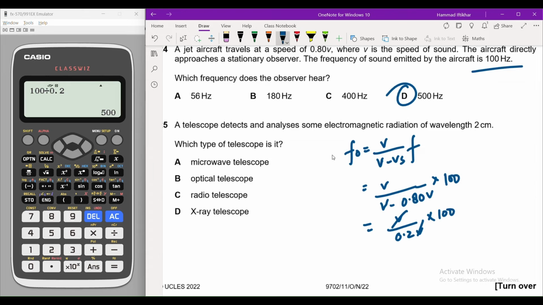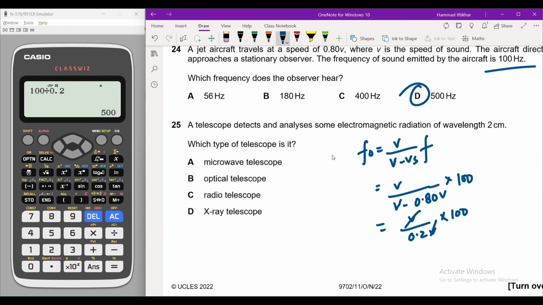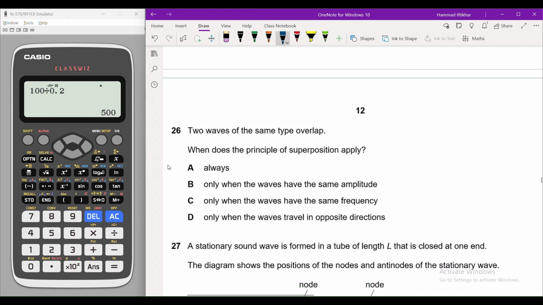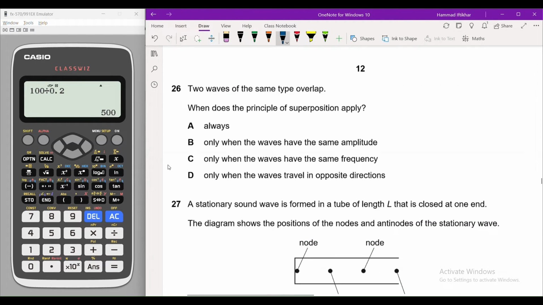A telescope detects and analyzes some electromagnetic radiation of wavelength 2 centimeters. Which type of telescope is it? So a wavelength of 2 centimeters basically means around 10 raised to minus 2 meter scale over here. So that is in the microwave region. Radio is in meters basically. So that's going to be micro. X-ray obviously is not going to be 2 centimeters. Optical also not.